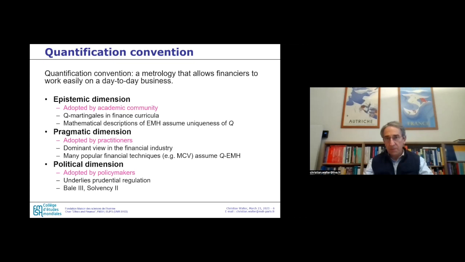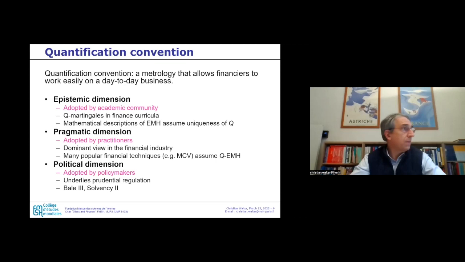And this is very important because, considering this kind of black box of Q, you will see that even if you would like to change the framework of policymakers of the different regulations, it's not an issue of something like greed. It's more an issue of framework. It's not possible if you are a policymaker or regulator to think outside the risk-neutral pricing. And this is the reason why, with F. Capello, we named this a quantification convention, a very strong convention to design the practical way of describing markets: epistemic, pragmatic, and political.